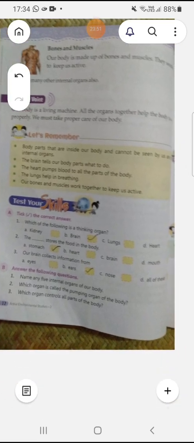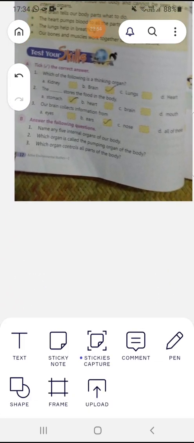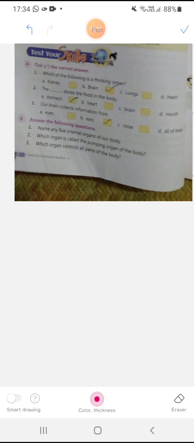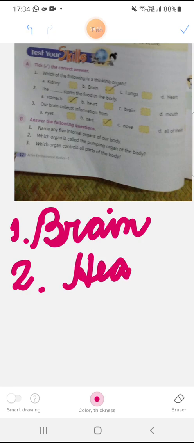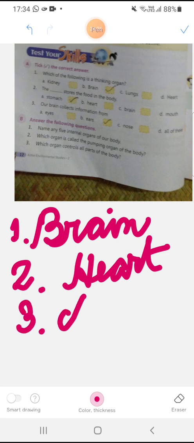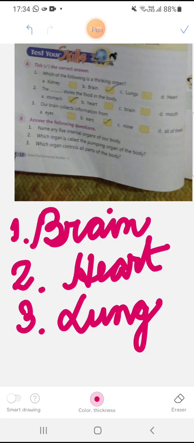So what are the organs we have learned today, students? First of all, we have learned about the brain. Number 1 was brain. 2 is heart. Then we learned about our lungs.